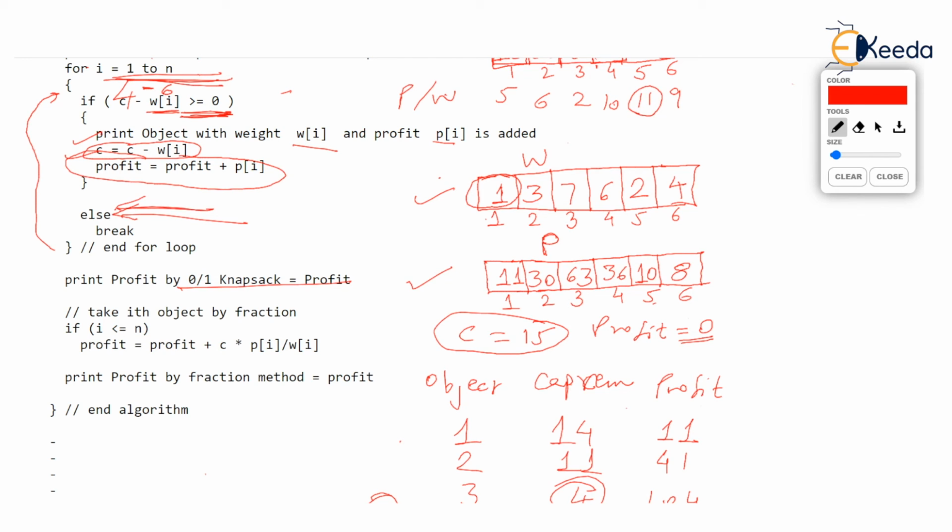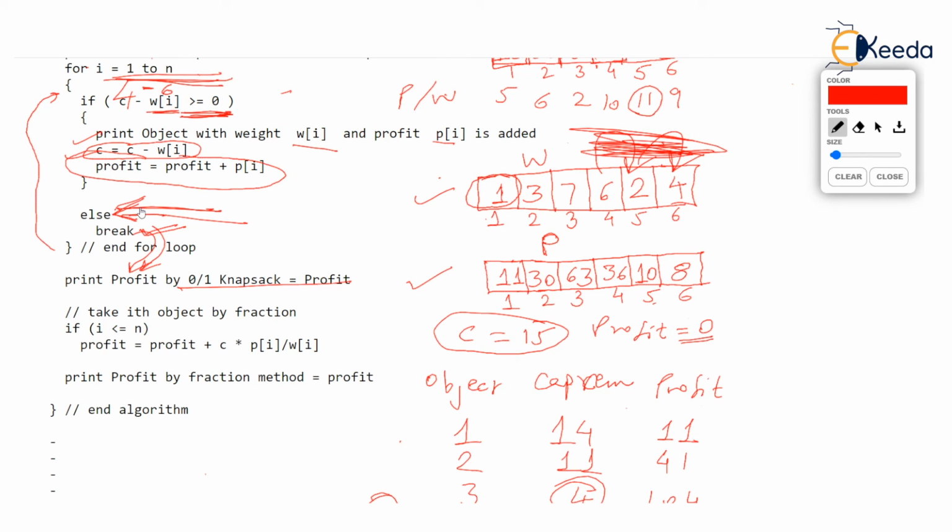I stress on this point repeatedly. When you look at the else, we are doing a break here. That means the for loop is simply going to break and we are going to come out of the for loop. We have not checked, if the fourth object cannot be added, hello, check the next one, that is the fifth. We are not doing this at all, isn't it?